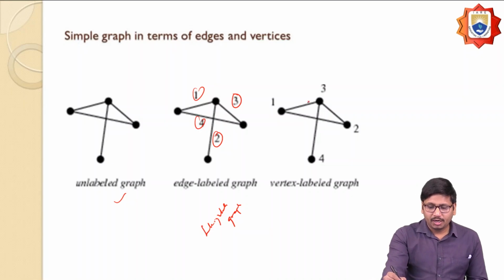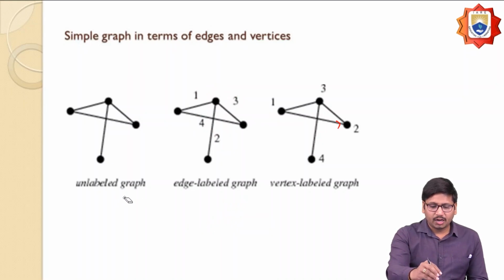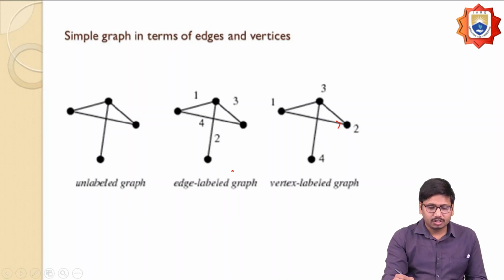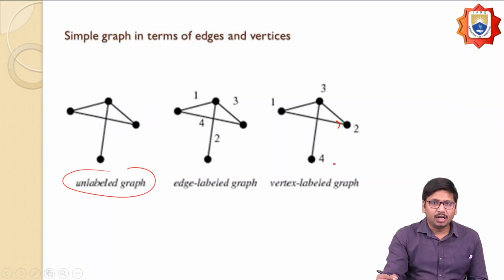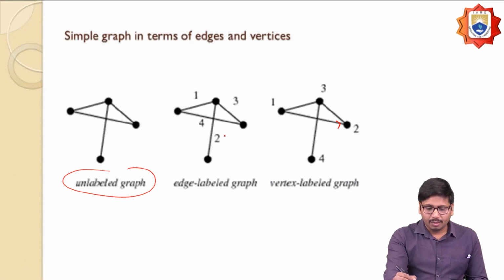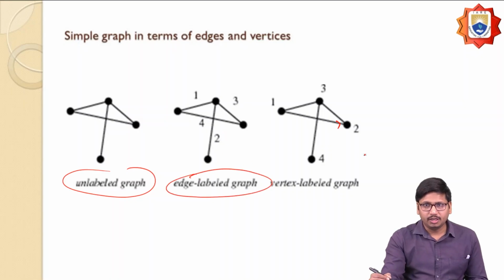And if I'm going to maintain the direction between the vertices, then I can call it a directed graph or an undirected graph. Here in this diagram, whenever the graph is not going to maintain any kind of indications between them, then I can say it is an unlabeled graph. And whenever the edges are labeled with numbers, that is called an edge labeled graph. Whenever the vertices have indications like numbering or characters, then I can say it is a vertex labeled graph.